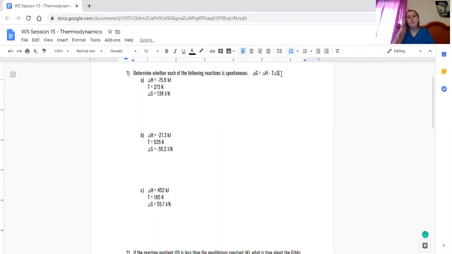And really I think all of these should have the little knots in them too, but it's not too important for just practicing this. So we're going to do that for this because we need to figure out whether each is spontaneous, and whether a reaction is or isn't spontaneous is based on delta G. So we're going to go ahead and solve for this. So we've got the equation we're using.